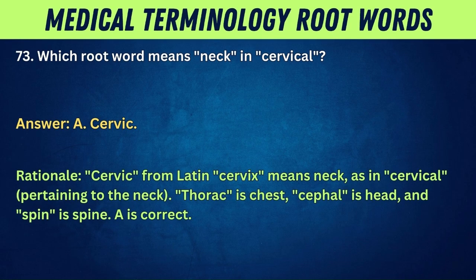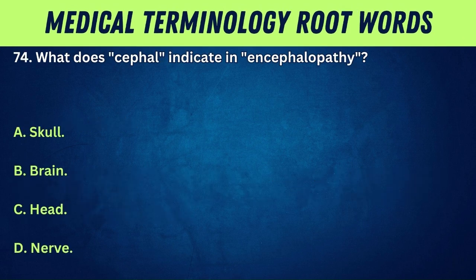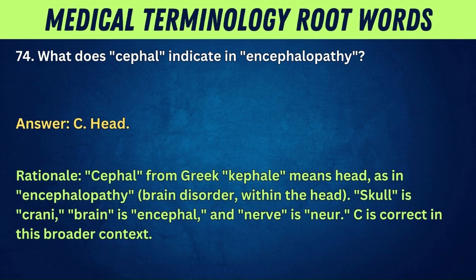Cervic. Rationale: cervic from Latin cervix means neck, as in cervical, pertaining to the neck. Thorac is chest, cephal is head, and spin is spine. A is correct. 74. What does cephal indicate in encephalopathy? A. Skull. B. Brain. C. Head. D. Nerve. Answer: C.